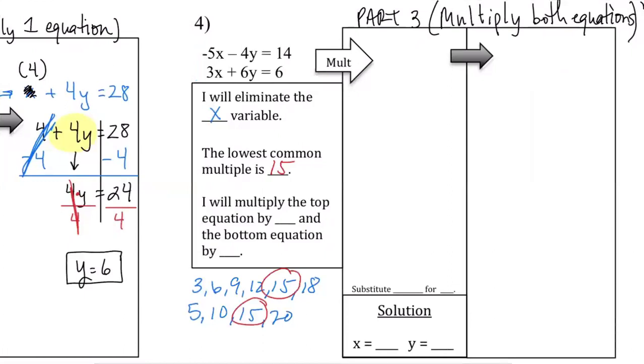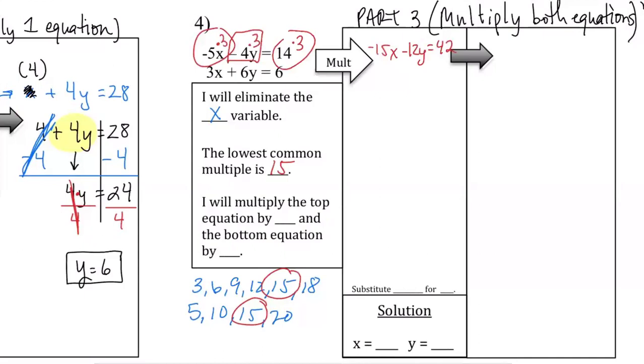Well, how do I change this negative 5x into 15? I have to multiply it by 3. But if I multiply one thing by 3, I have to multiply all of them by 3. And here's where you can use a calculator. Negative 5 times 3, it's a negative 15x. Minus 4 times 3, 4 times 3 is 12y, equals 14 times 3, that's a 42. Check your answers there.